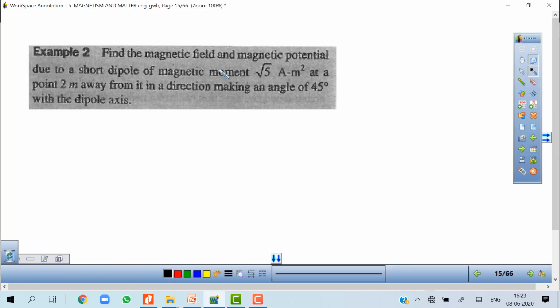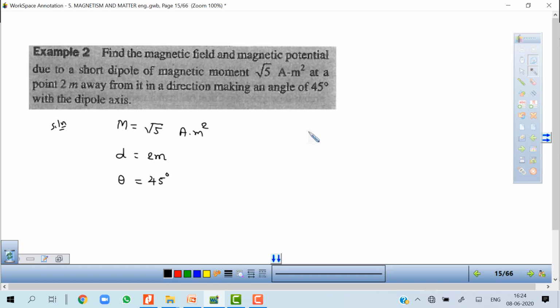Find the magnetic field and magnetic potential due to a short dipole of magnetic moment root 5 ampere meter square at a point 2 meter away from it, direction 45 degree. So in this solution we have magnetic moment m is equal to root 5 ampere into meter square and distance is 2 meters and angle is equal to 45 degree.